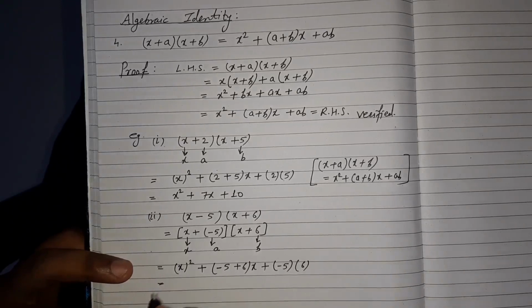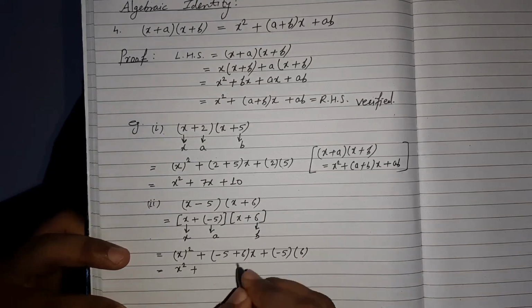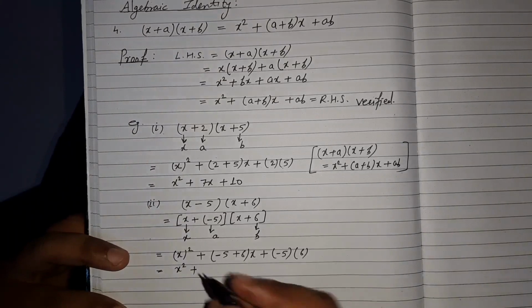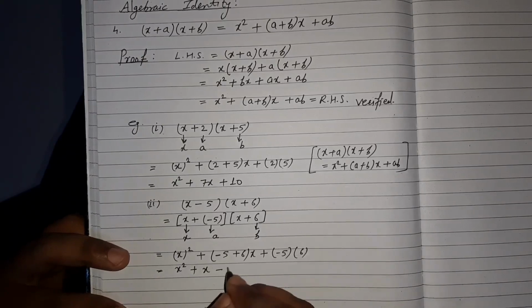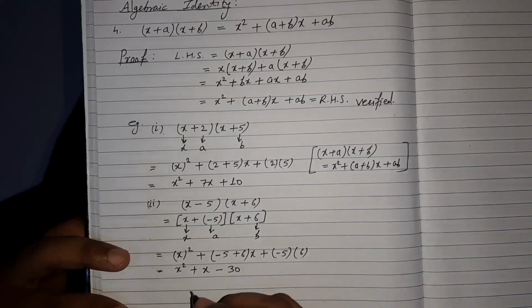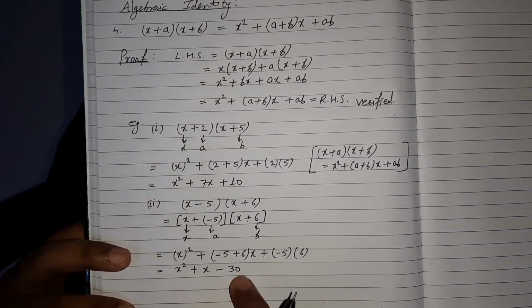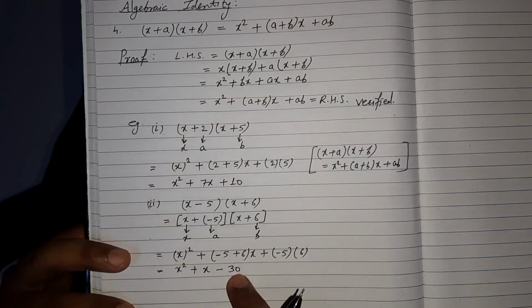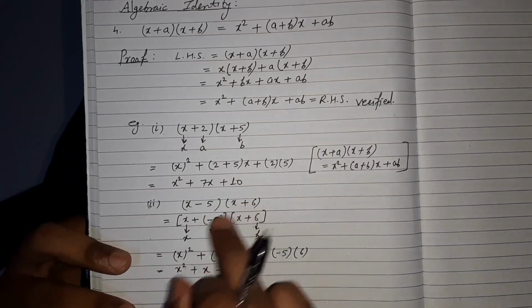Now we will simplify. It will be x² plus 6 minus 5, which is 1, and 1 times x, so x² + x, and here minus 5 times 6 is minus 30. So it will be x² + x - 30, and this is the simplest form. Or we can say this is the expansion form, and this is the product form. So I think this is clear.